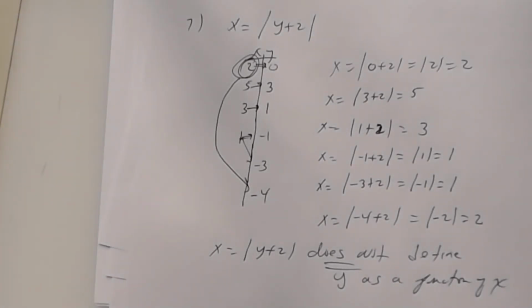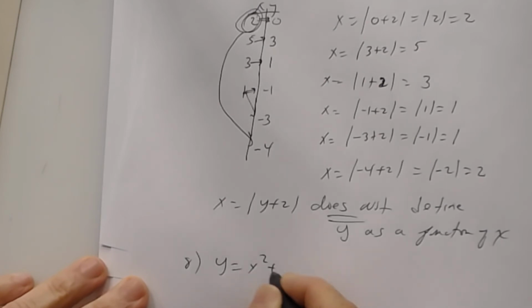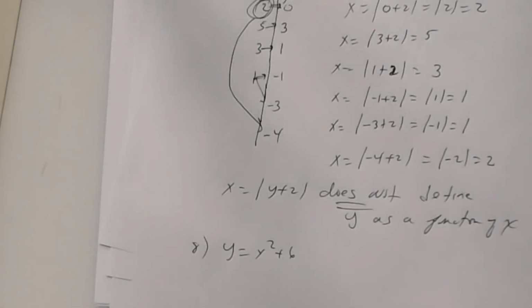So if x is by itself and there's no way you can get y by itself, see how y is inside the absolute value bars? Chances are it's not going to be a function. Just use the t-table just to verify. So if you go to number eight. Y equals x squared plus 6. Y is already by itself, right? And you don't see that plus and minus square root on the other side? All you see is y equals x squared plus 6. Do a t-table.